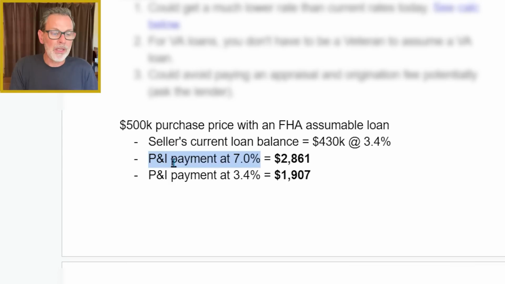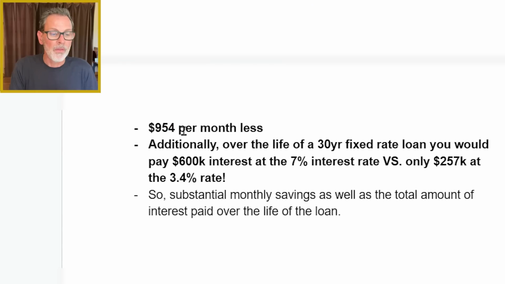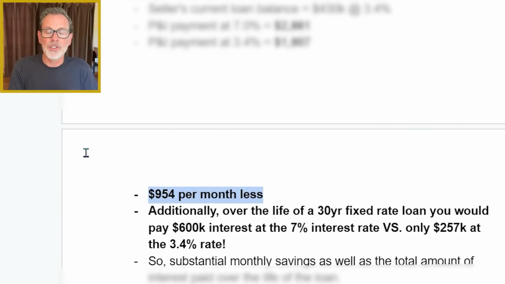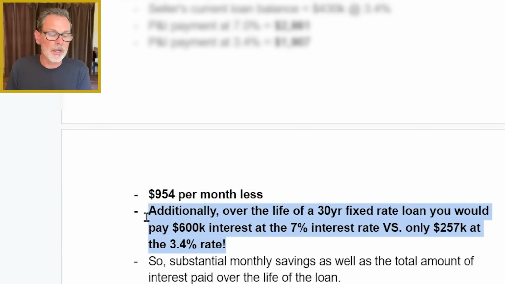So your P&I payment, which is principal and interest payment, would be $2,861 per month. At the 3.4% rate, your payment would only be $1,907 per month. This means you would save $954 per month due to the rate going from 7 to 3.4%. Additionally, not only are you saving this nearly $1,000 per month, but on top of that, you're going to pay far less in interest paid over the life of the loan as well.